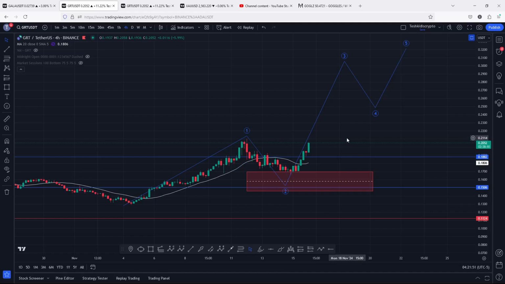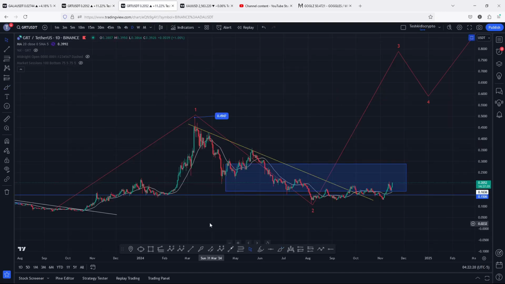GRT at the time of this recording is breaking out after we continued to hold within our key area of support between the $0.1696 and the $0.146, in a move that has now given us a break above the 20-day MA here on the 4-hour chart and a break above our key area of resistance above the $0.1882. And on today's video, I will be discussing my breakout target areas and above all discuss my long-term price prediction analysis.